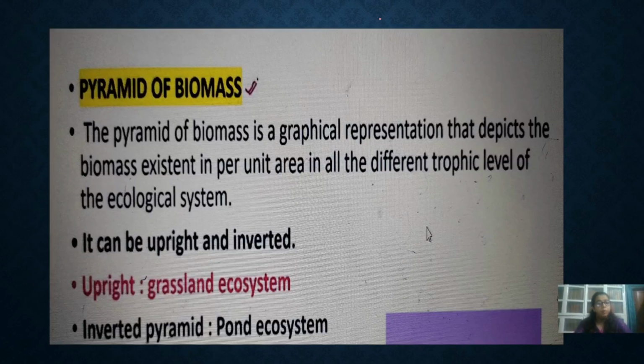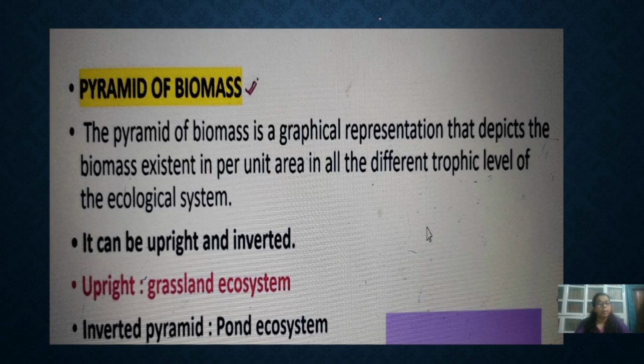Now we are going to discuss the pyramid of biomass. What is biomass? Biomass represents, per unit area, the different trophic levels of the ecological system. That is, the pyramid of biomass is the graphical representation that depicts the biomass existing per unit area. Suppose an area is present, and in that area, how much quantity or weight of organisms exists per unit area, in all the different trophic levels of the ecological system.